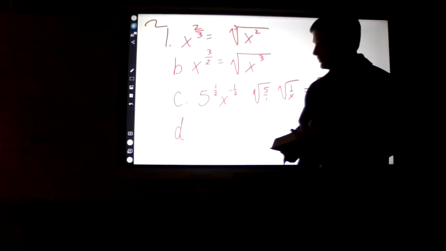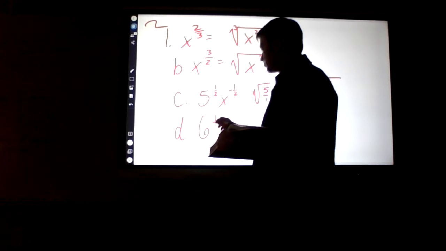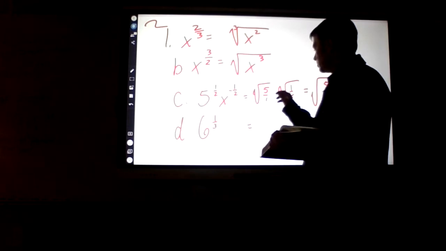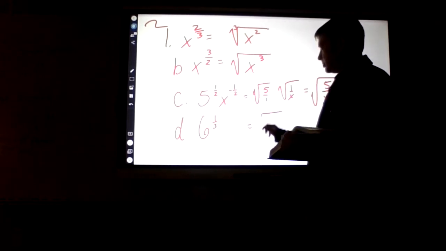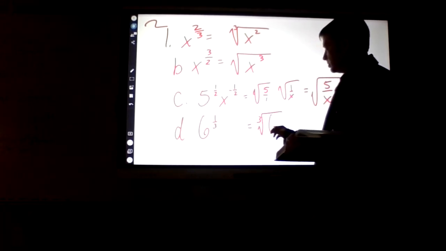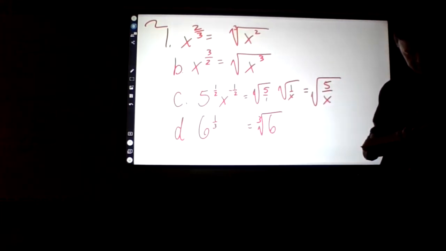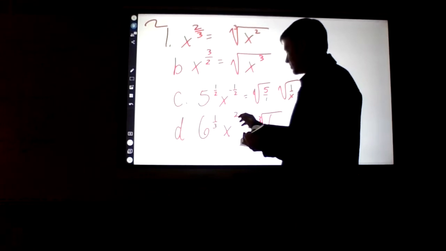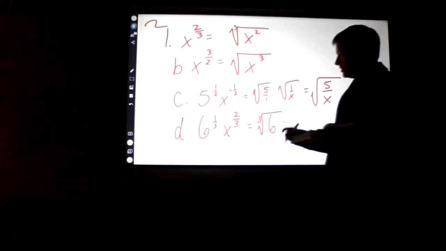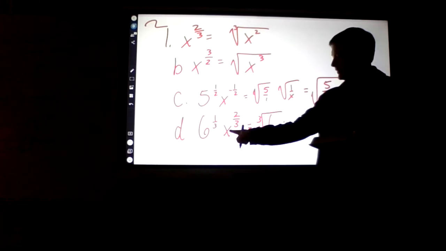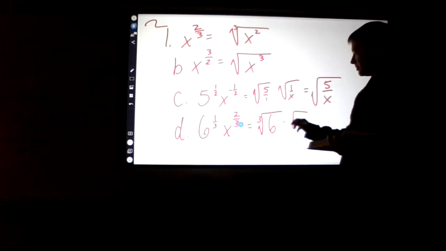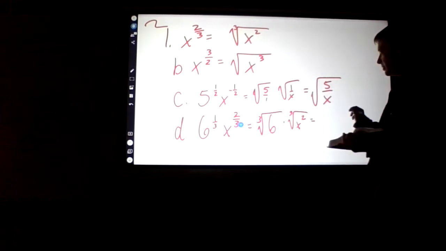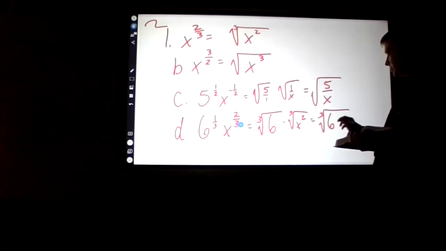6 to the 1/3. What's that? Oh, cubed root, yeah. Cubed root. Ding ding. Bet you didn't know I'd know that. I did not know that. Cubed root of 6 times cubed root of x, right? Close. This is the cube root of x squared. So altogether it's just cube root of 6x squared?